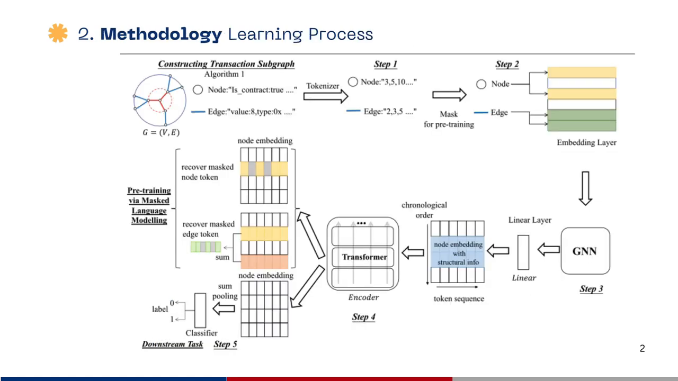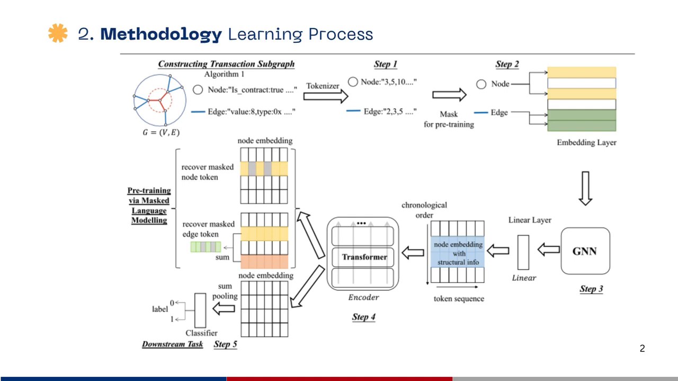Now let's deep dive into the learning process of this proposed method. This diagram shows the complete learning pipeline, starting with a transaction subgraph, then tokenized node and edge attributes in step 1, then embedding them in step 2. Step 3 is crucial because it injects GNN-enriched embeddings with the graph structure. Step 4 feeds this into a transformer encoder in chronological order for temporal patterns.